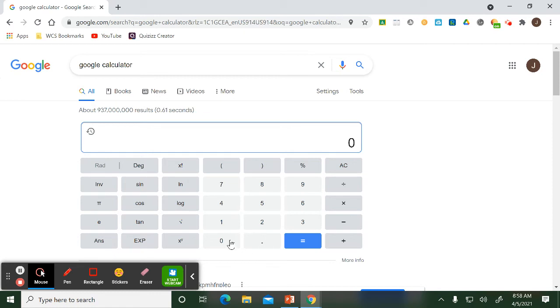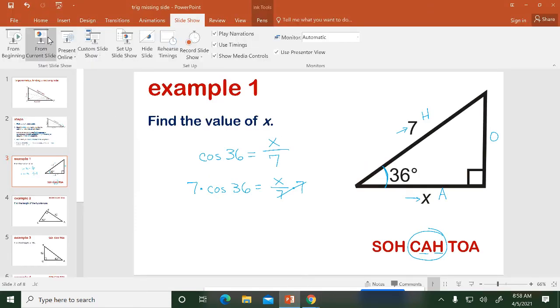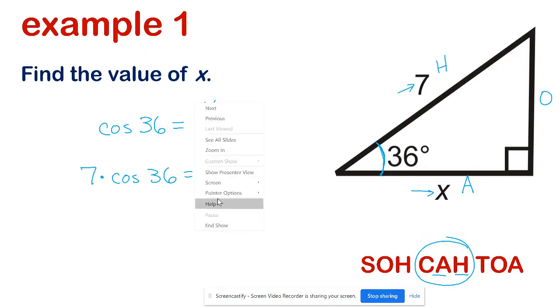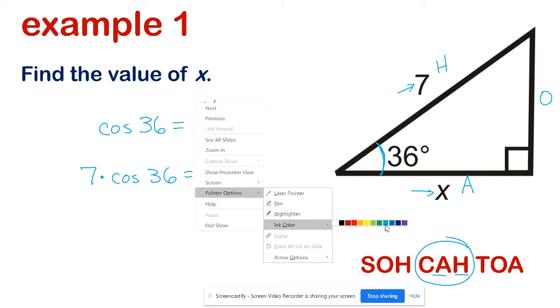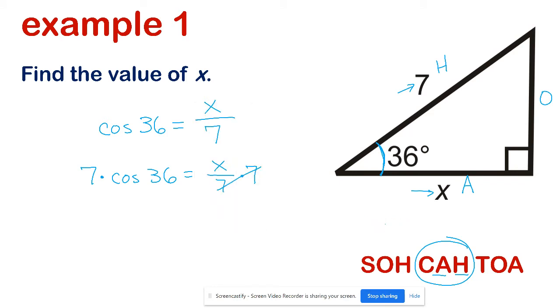So my equation was 7 times the cosine, and you'll see that little button for cosine there, of 36. And so I'm just going to put that in the calculator, and I'm going to get something where I have to round off. I'm going to round this off to the nearest hundredth, so 2 places after the decimal, just to be as accurate as possible. But this is going to be 5.66. So my answer here, rounded off to the nearest hundredth, would be 5.66.